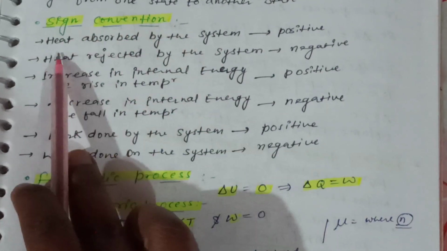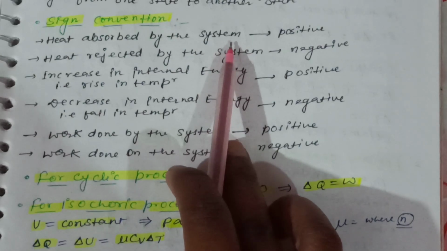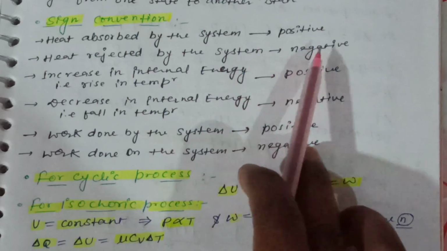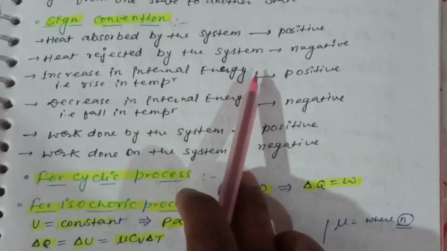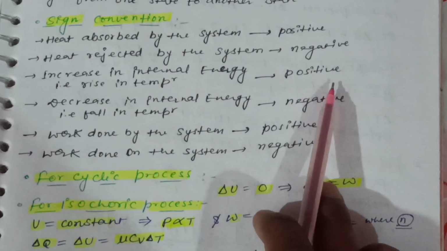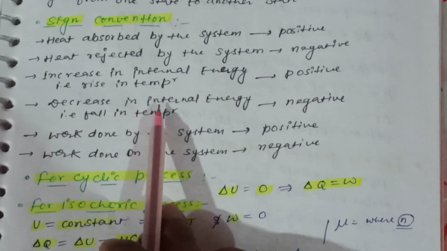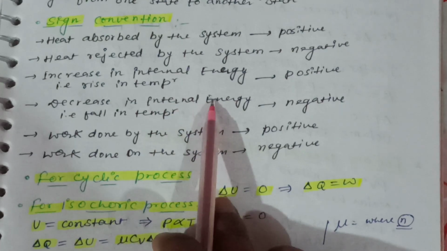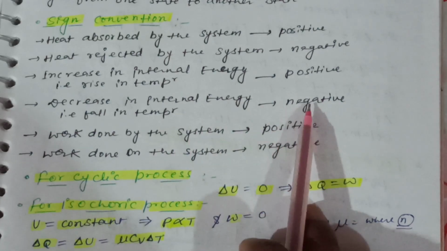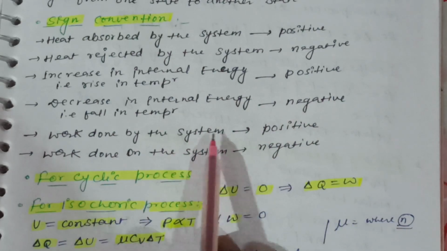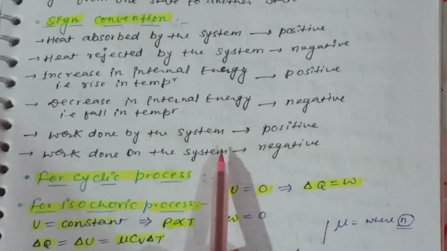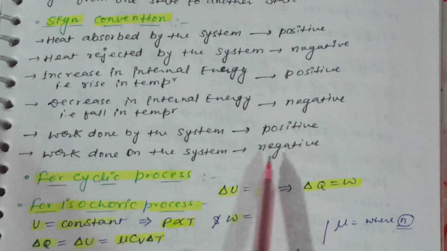Sign conventions. Heat absorbed by the system is positive. Heat rejected by the system is negative. Increase in internal energy, that is rise in temperature, is positive. Decrease in internal energy, that is fall in temperature, is negative. Work done by the system is positive. Work done on the system is negative.